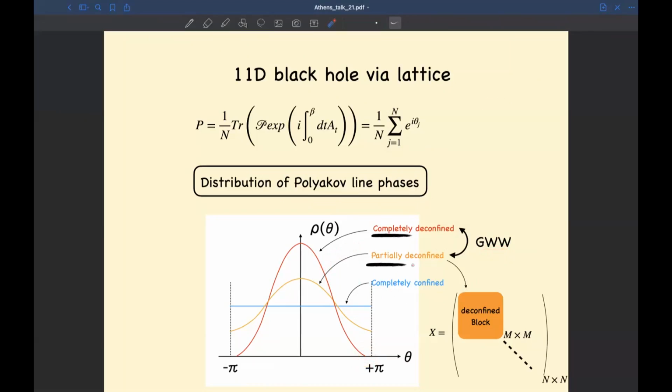And here, a partially deconfined phase simply means that when we have a big matrix, which is N by N, there could be a sub-block of the matrix, which consists of M by M degrees of freedom, and it is deconfined, while the rest of the matrix can be confined.